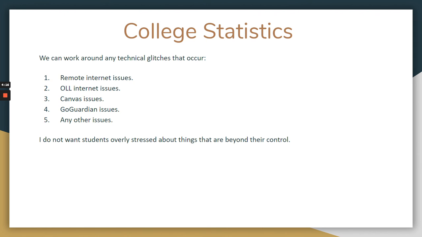So, if something happens, no penalty. We'll take care of it when the internet comes back or the power comes back on. We all know things are going to happen. So whatever, don't worry about it. We'll take care of it.